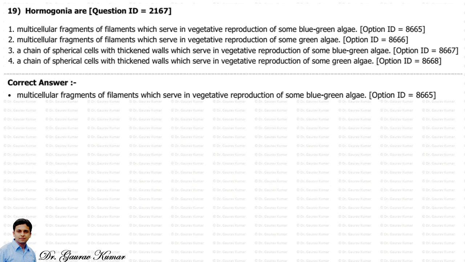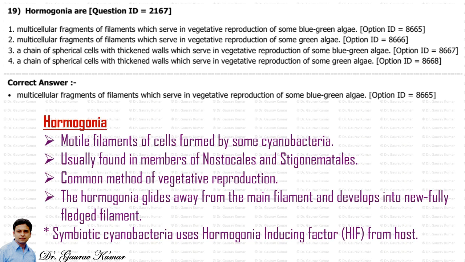Next question, hormogonia are. So hormogonia are motile filaments of cells formed by some cyanobacteria. They are usually found in members of Nostocales and Stigonematales. They are a common method of vegetative reproduction. The hormogonia glides away from the main filament and develops into a new fully fledged filament. The symbiotic cyanobacteria use hormogonia inducing factor from the host. So the answer is multicellular fragments of filament which serve in vegetative reproduction of some blue-green algae, that is cyanobacteria. Among cyanobacteria also, they are found in Nostocales and Stigonematales.